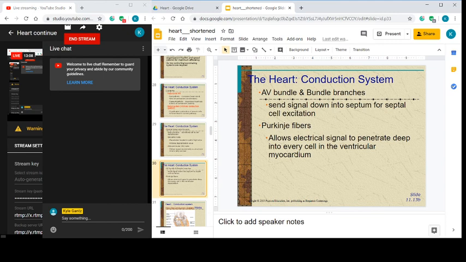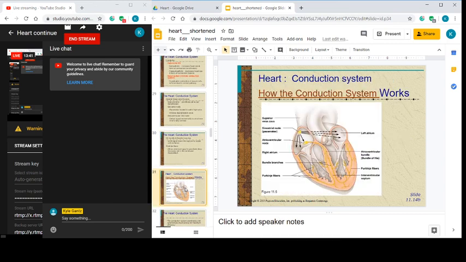All right. So we talked about the AV node, which delays the signal from the atria to the ventricle. Then we have the AV bundle and bundle branches. Once the signal is allowed to pass through the AV node, it's going to hit the AV bundle and bundle branches, send that electrical signal into the septum, hit the Purkinje fibers, and allow the electrical signal to penetrate all the muscle cells in the ventricular walls. Okay? So here it is.